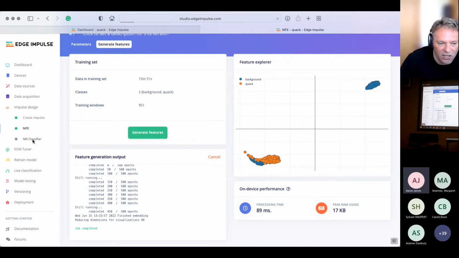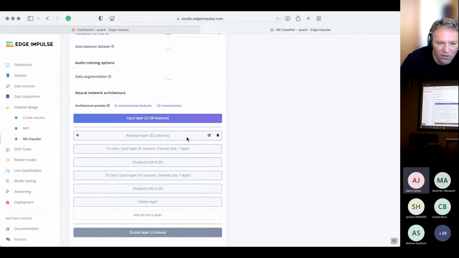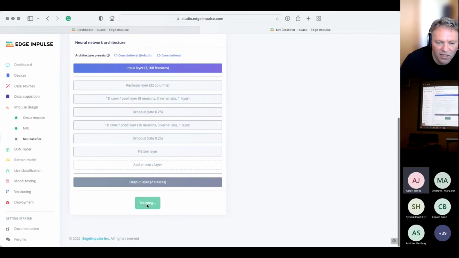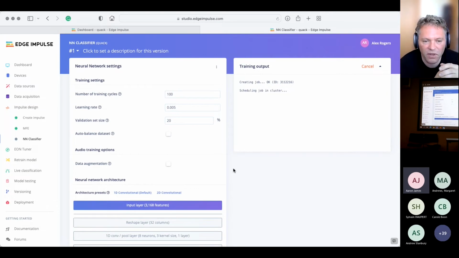And then the last stage of this is to train the neural network. And again, we can largely use all of the default settings that it's chosen. We can go in and tweak those if we really want to change the performance. It's now training the neural network to do that classification task between quack and background. And again, hopefully this will start up pretty quickly, and the process is pretty quick.